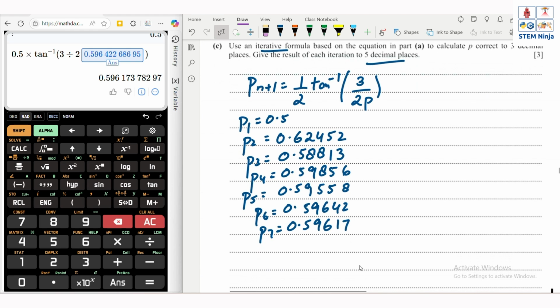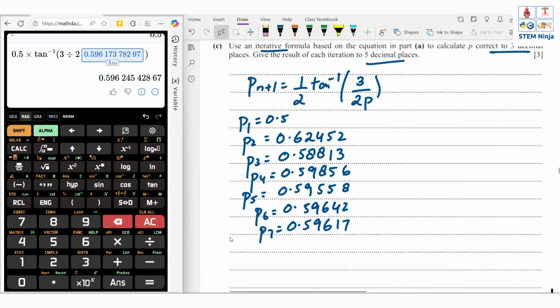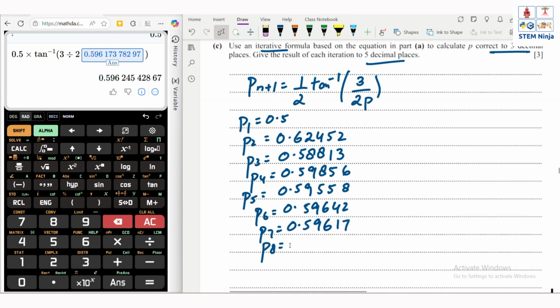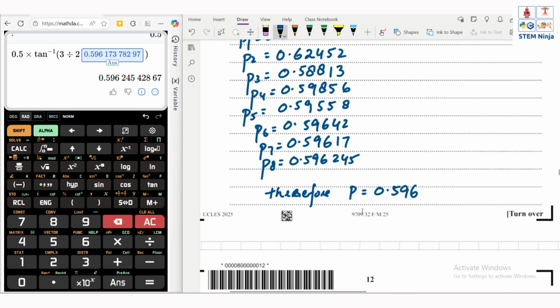0.59617. And since, remember, we just need 3 decimal places, after 3 decimal places it is starting to become constant. We just need one more value to confirm. So p8 is 0.596245. So therefore p is equal to 0.596. All right, so that's the final question.